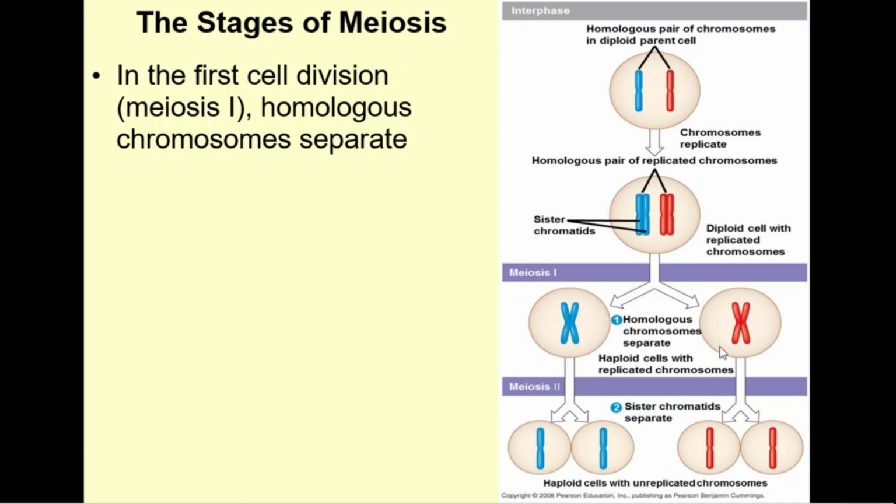Each one has 23 chromosomes, so they are haploid. Each chromosome, though, still consists of 2 sister chromatids. Okay, so that's what we get at the end of Meiosis I. We end up with 2 haploid daughter cells.